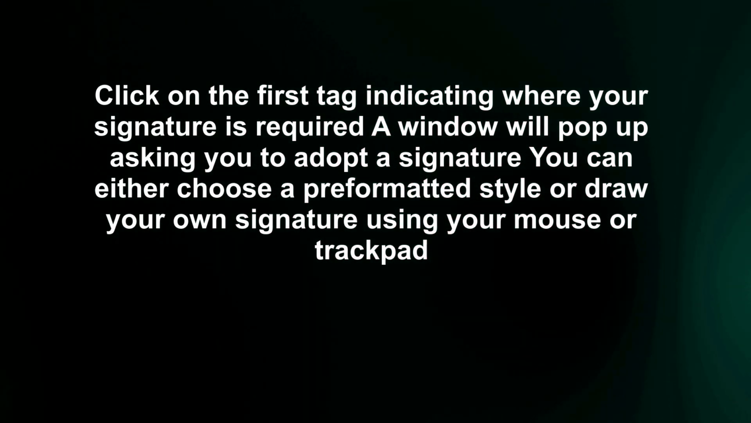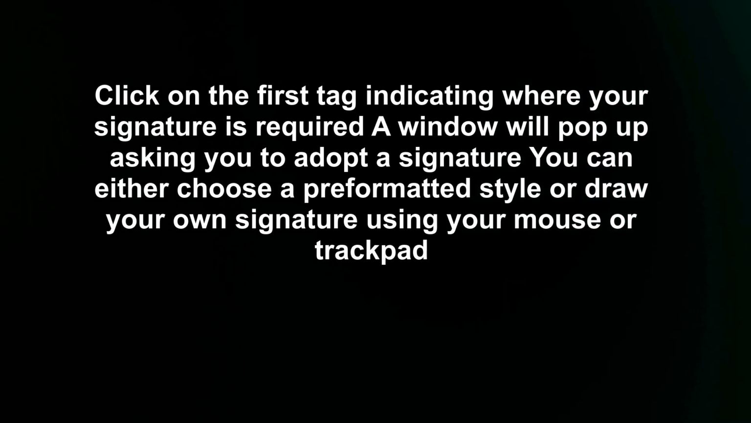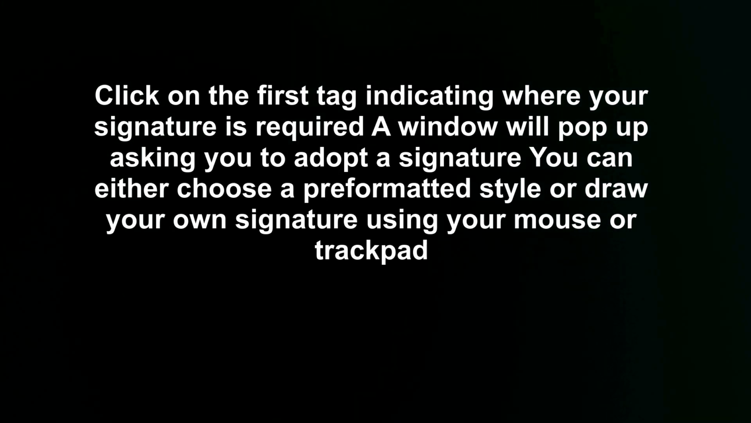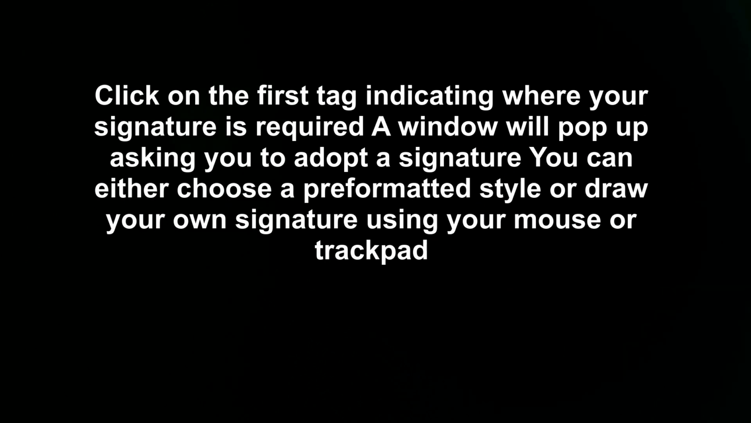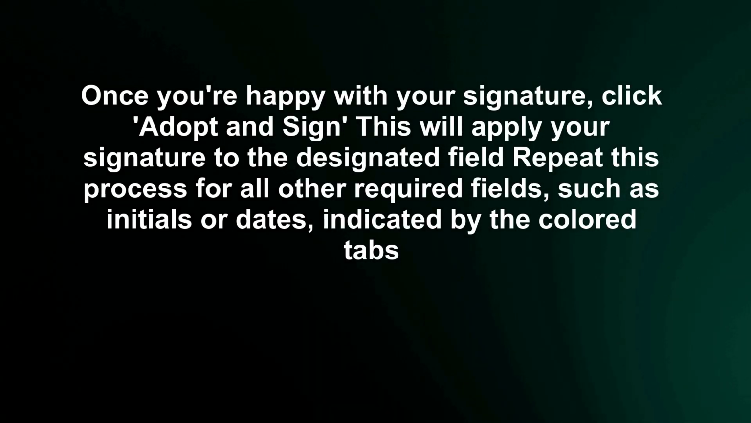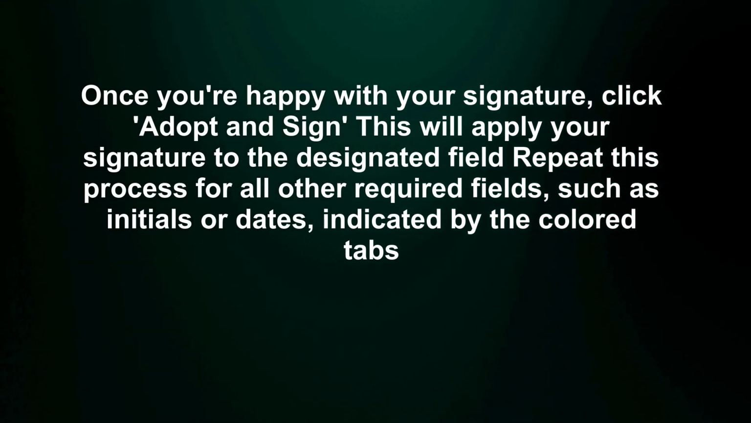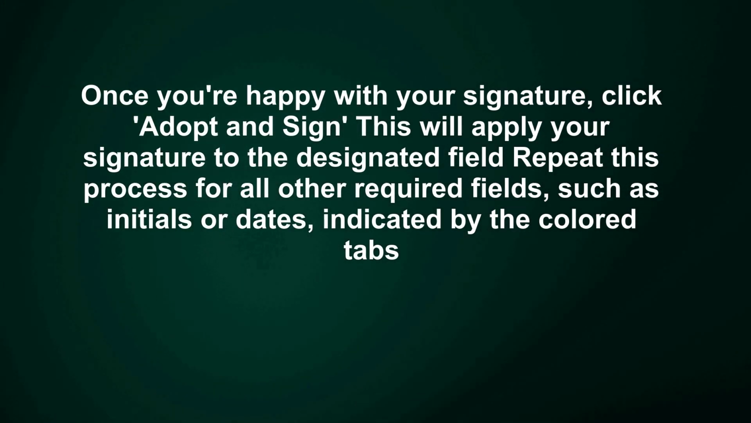A window will pop up asking you to adopt a signature. You can either choose a pre-formatted style or draw your own signature using your mouse or trackpad. Once you're happy with your signature, click Adopt and Sign. This will apply your signature to the designated field.